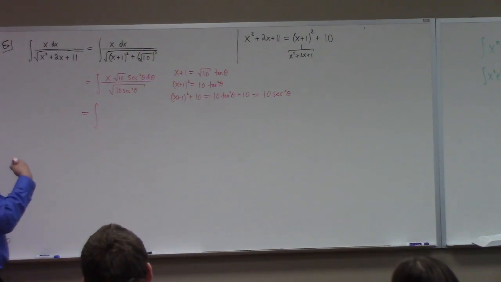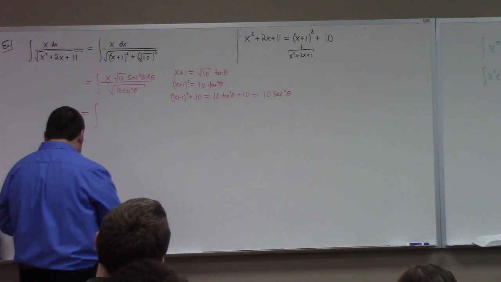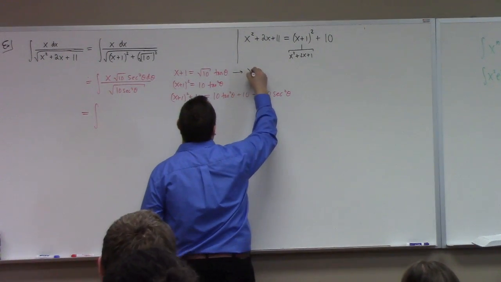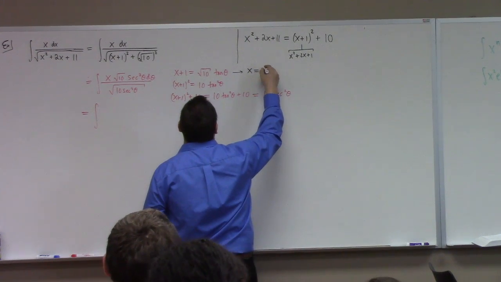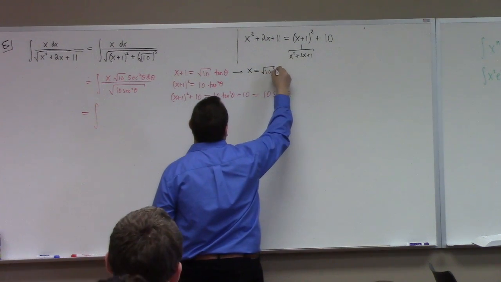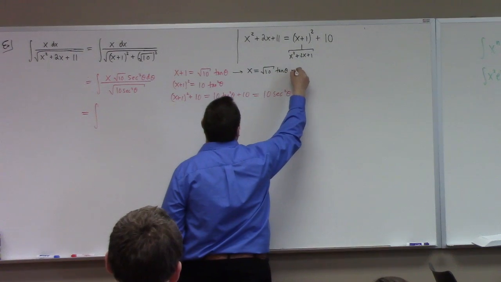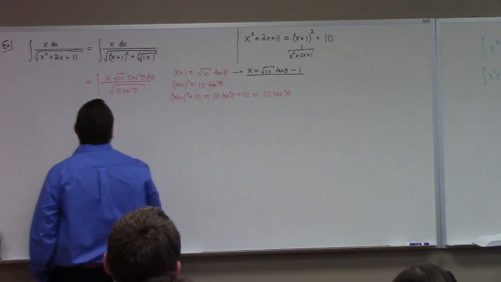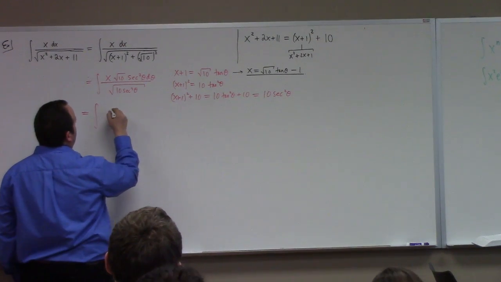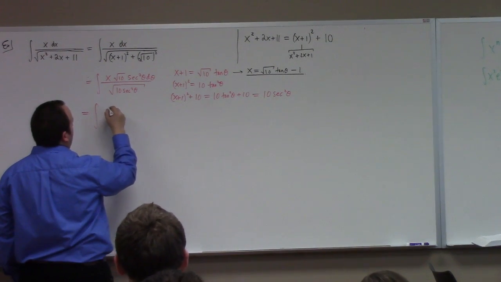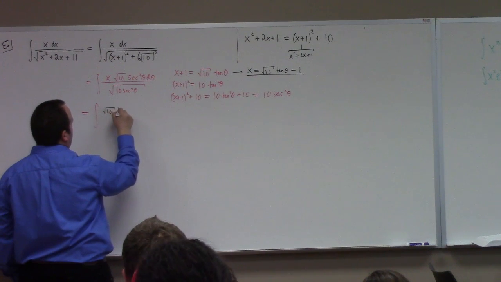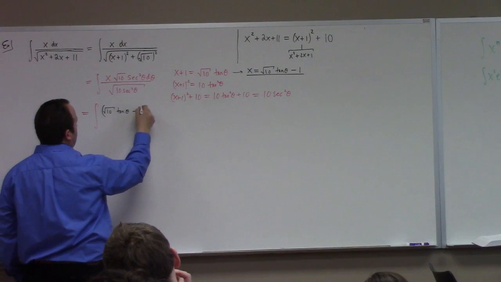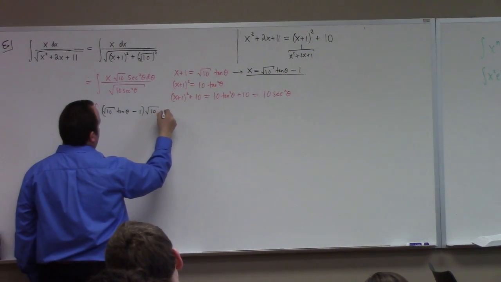You need to convert x to theta. How do you do that? X is equal to what? Square root of 10 tangent theta minus 1. So what do we have? We've got square root of 10 tangent theta minus 1 parentheses times the square root of 10.